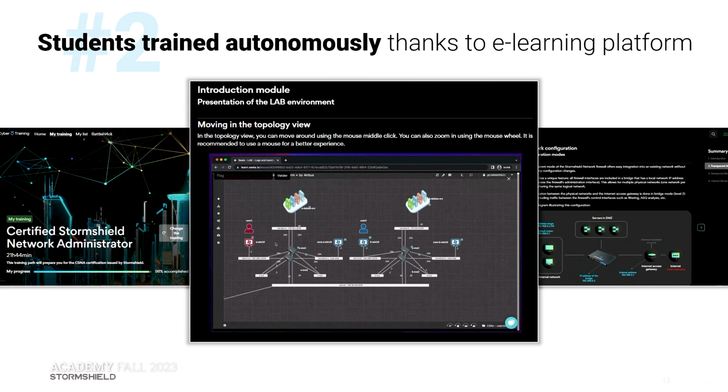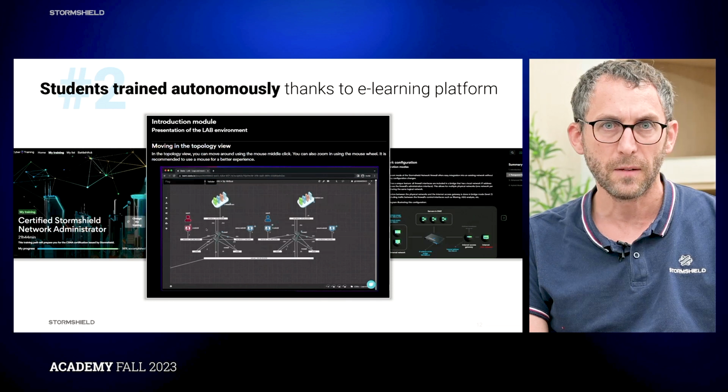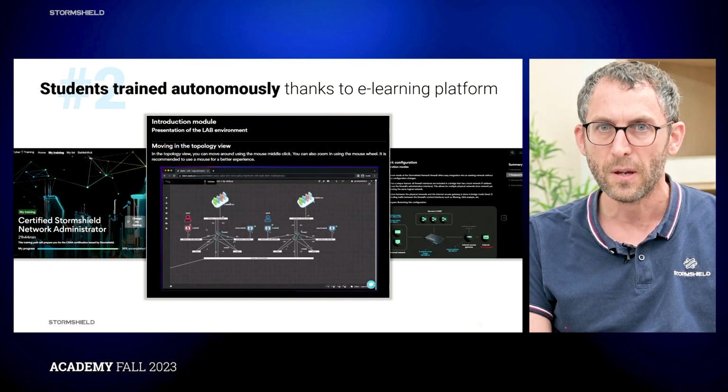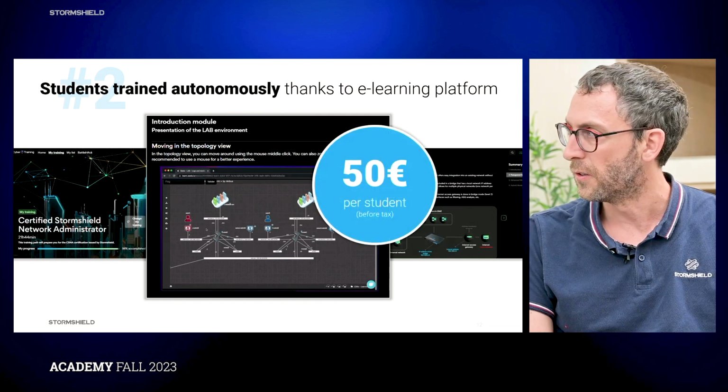Second option, in this case, you don't have a Stormshield instructor in your training institution, and the students will have to work autonomously on the CSNA content by themselves on the SILA e-learning platform. And for this option, you have to pay €50 per student.